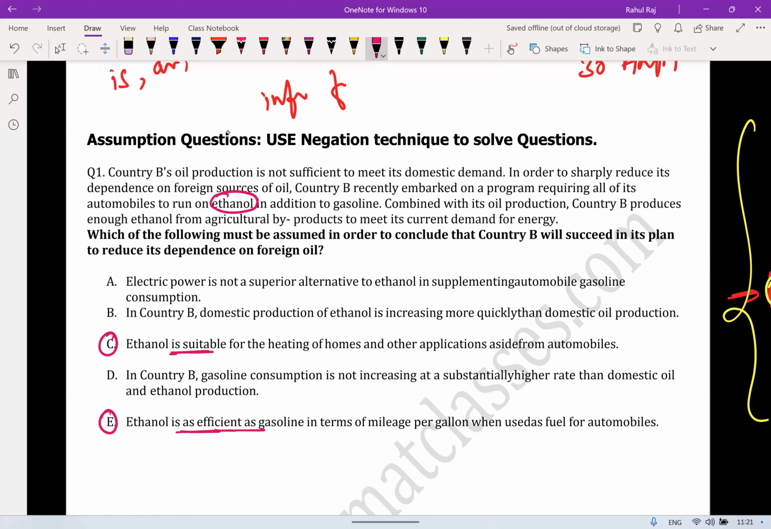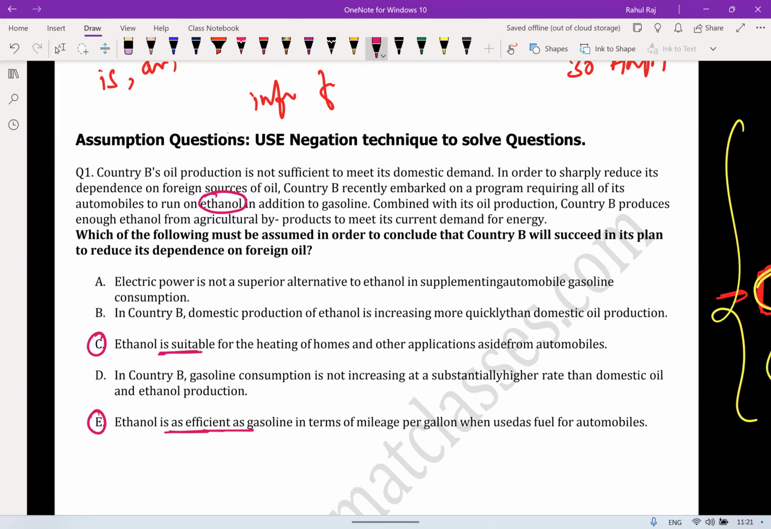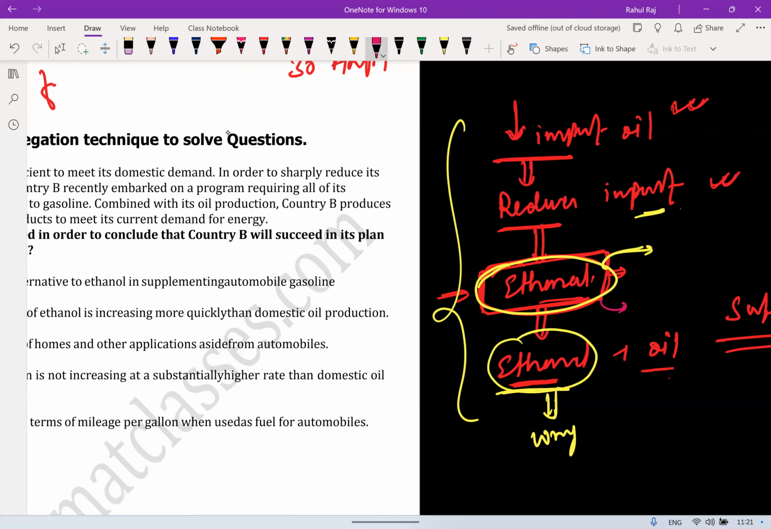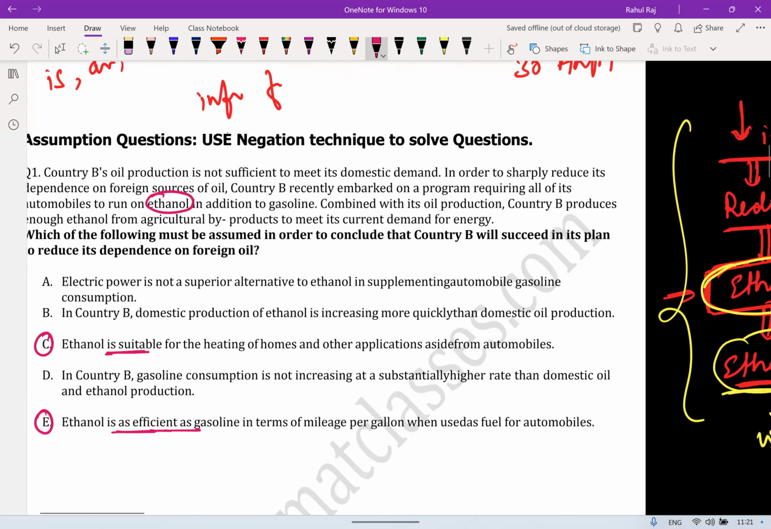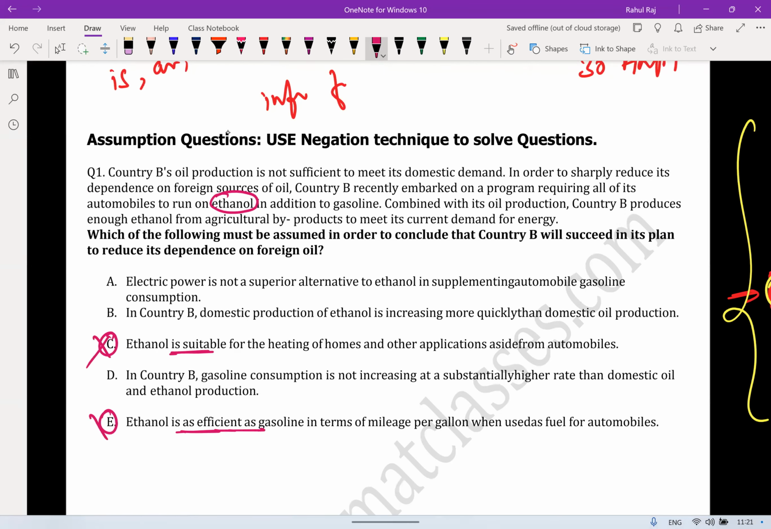That we are trying to reduce our import of oil, because country B might have some sufficient production of ethanol, and they have got a sort of an understanding that we can use ethanol for our purpose of gasoline. Yeah. But there is no discussion about ethanol as to what it is suitable for, what it is good for. So can I straight away eliminate option number C and option number E? Yeah. Riddhi, is this clear? Prahas, is this clear?